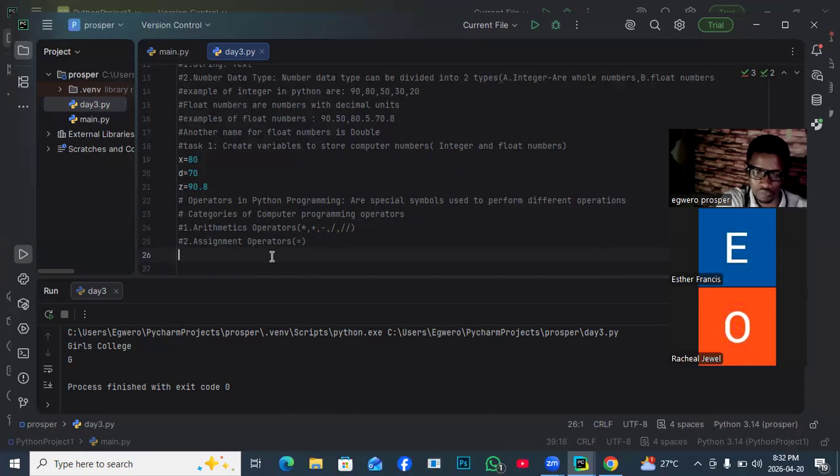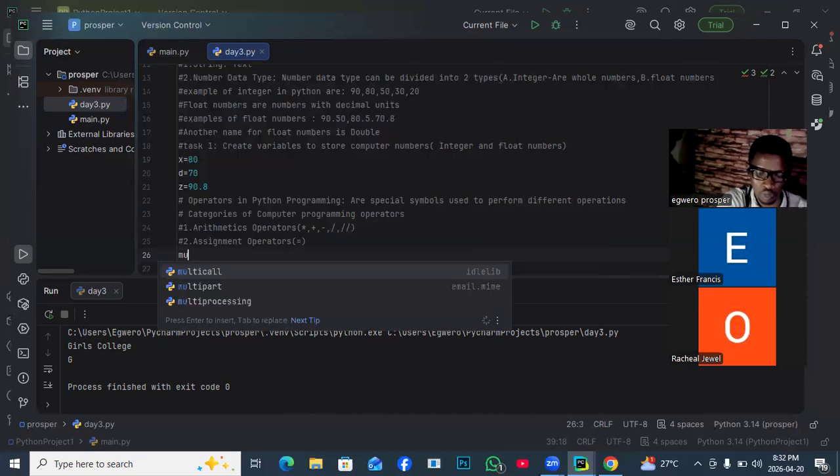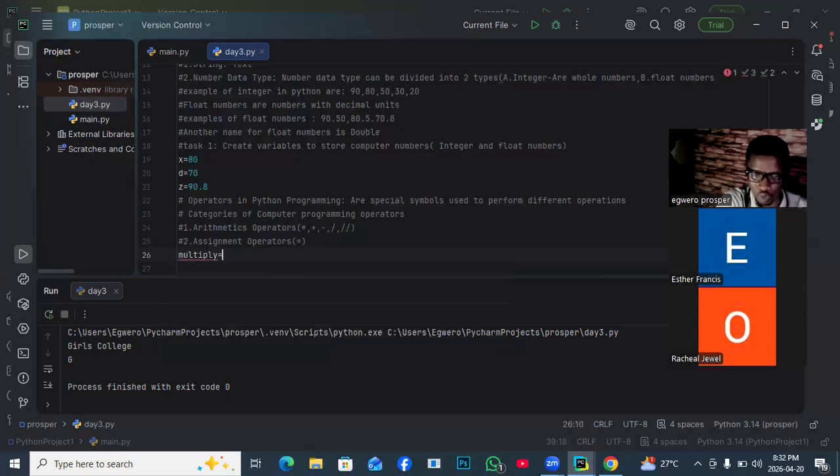So I'll create a variable and name it multiply. Then equals to, right? Variable multiply. Now, what are we multiplying? We want to multiply variable S value by variable D value.